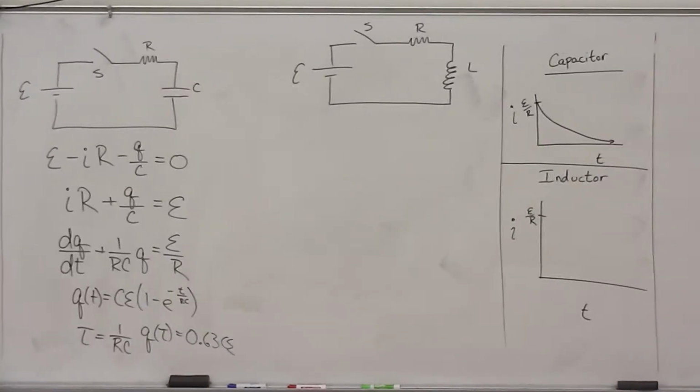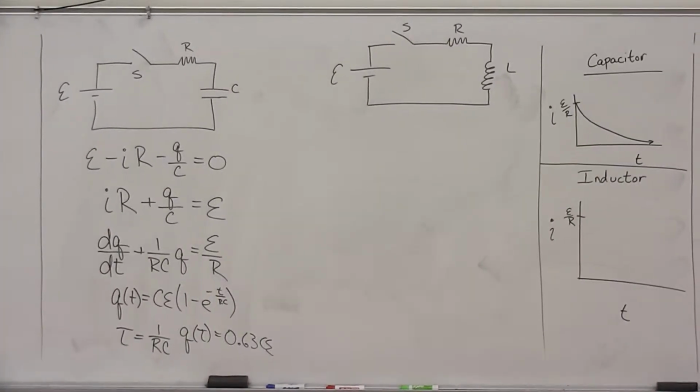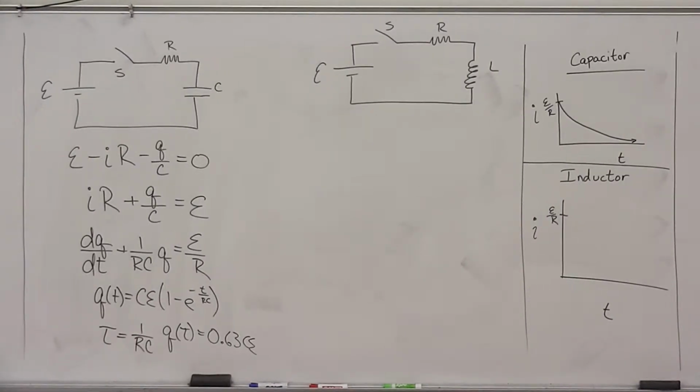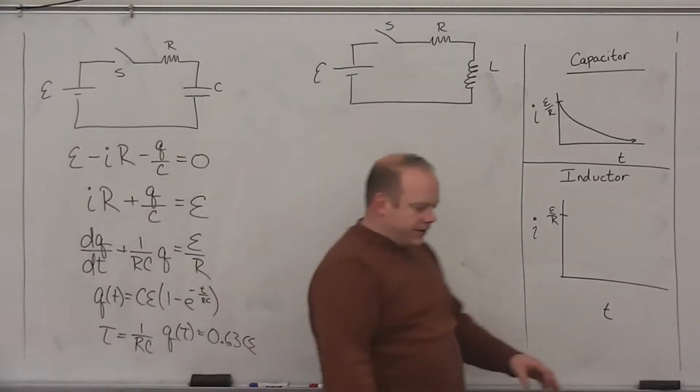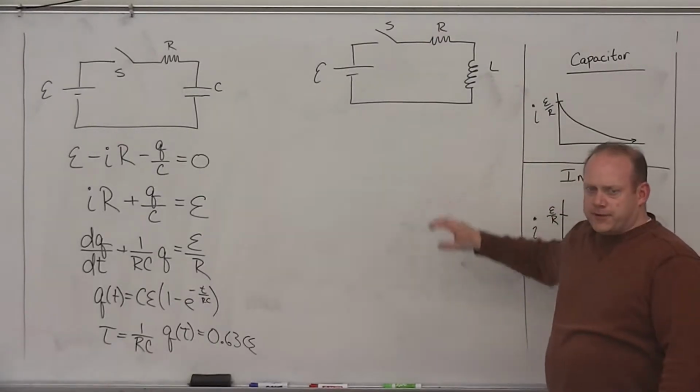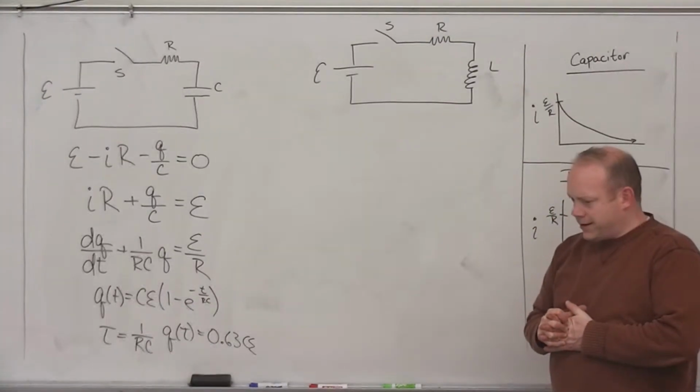Okay, we're going to start off with a little setup here, which I don't normally do. I have up on the board the equations. I have a capacitor in an RC circuit, and an inductor in an RL circuit. We're going to see how they're similar and how they're different, so we can try to develop some of the equations here for the inductor.